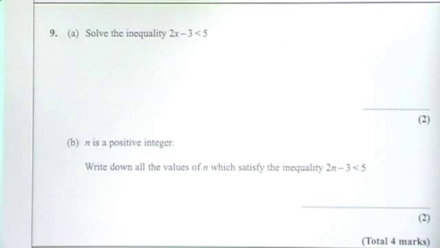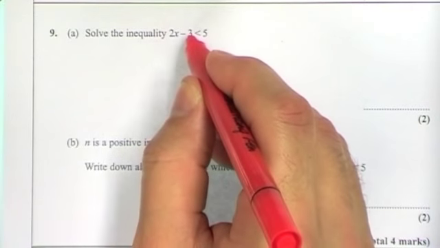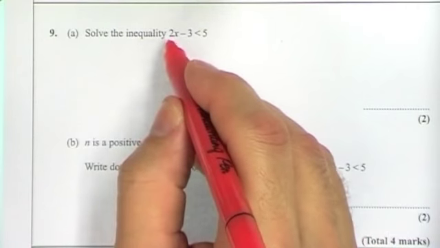Question 9 is an inequality. You solve these in exactly the same way as you solve an equation, except you keep the less than or greater than sign there instead of the equal sign. So we've started off with 2x minus 3 is less than 5, so we isolate the x term.